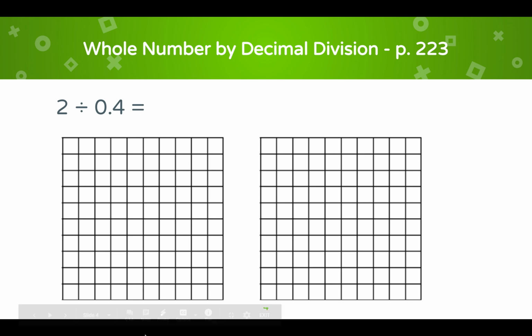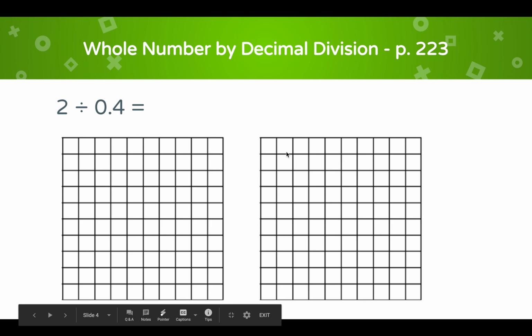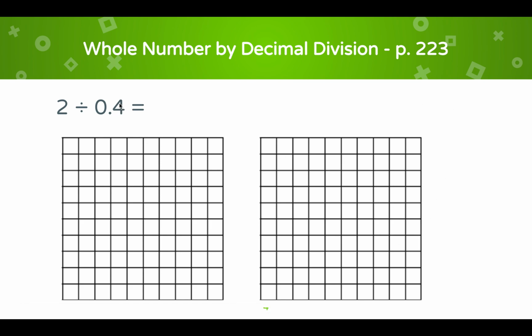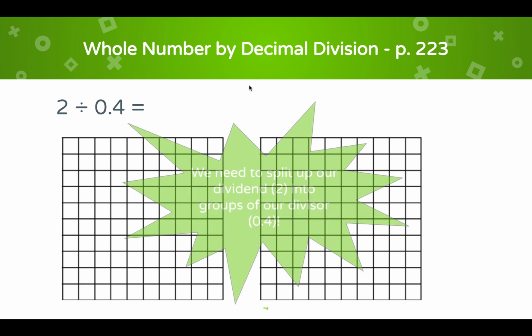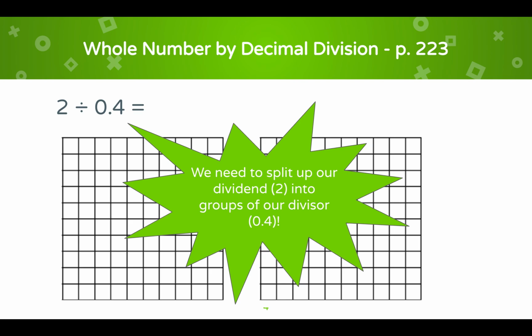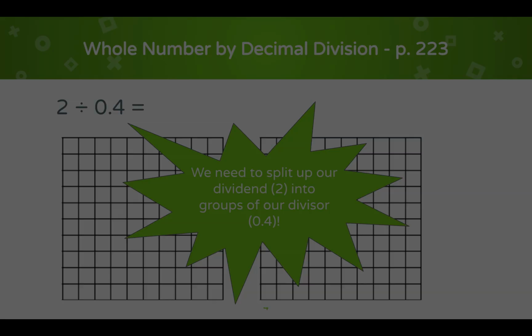So here I drew 2 wholes. I went ahead because we are going to be dividing this by tenths, and I split my wholes into like sections of tenths or even sections of hundredths, just in case we needed to see that. So what you're going to see next is me trying to solve it. So just remember, I'm splitting up my dividend of 2 into equal groups of my divisor of 4/10.